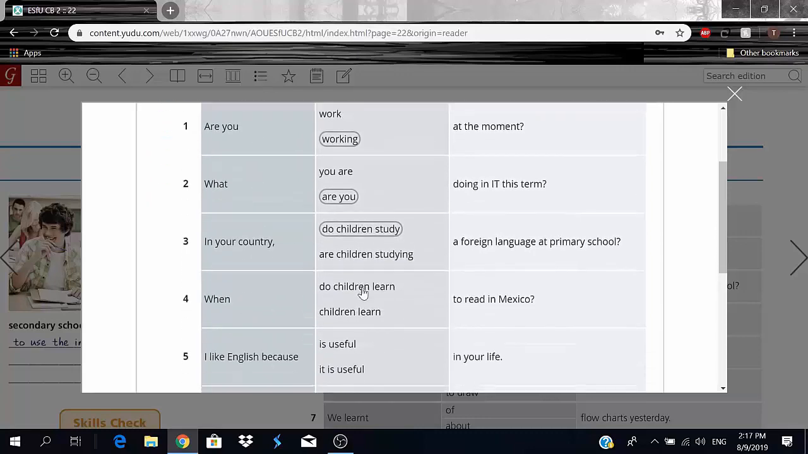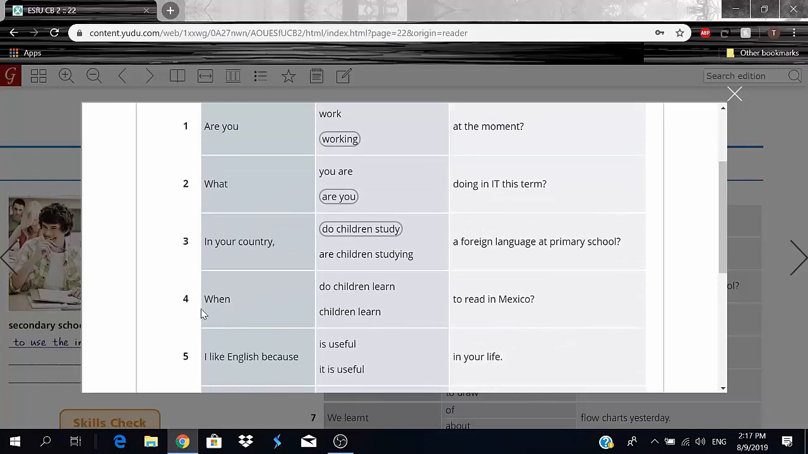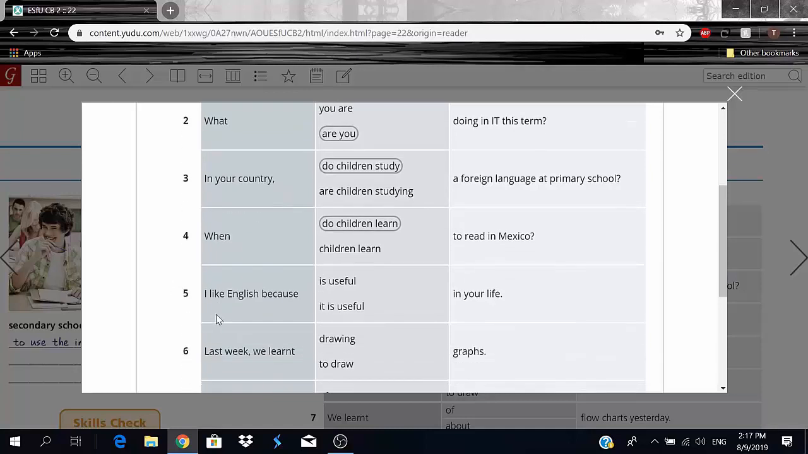Okay. So what else do we have? Exercise 4. When children learn to read in Mexico? No. When do children read in Mexico? Or when do children learn to read in Mexico? Okay? Then we have number 5. I like English because is useful in your life, or it is useful in your life. Okay? Making a statement. So I like English because it's useful in your life.